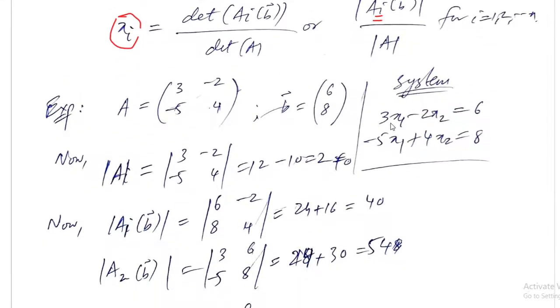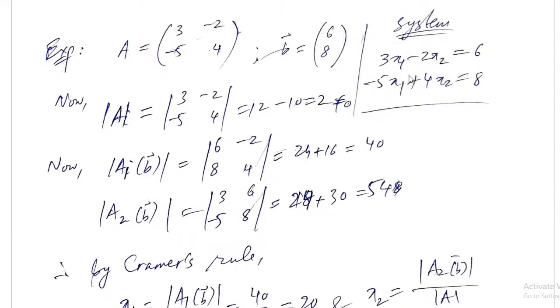Okay, so let's consider an example. This is a system given. You see, two variables, two equations: 3x1 minus 2x2 and minus 5x1 plus 4x2. So what is your A? A is the coefficient matrix: 3, minus 2, minus 5, 4. And b is the right hand side: 6 and 8.